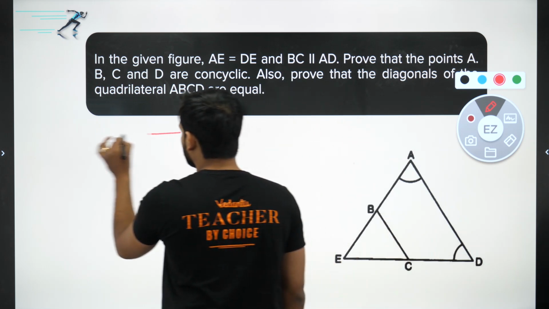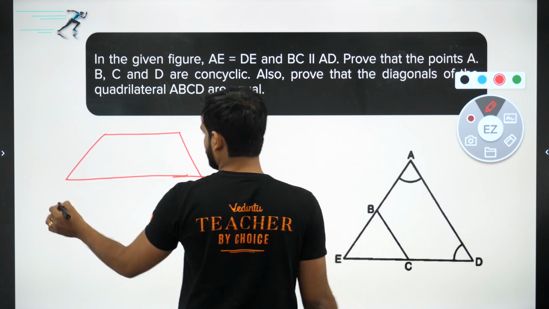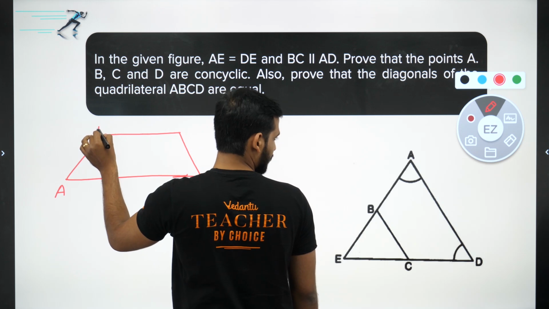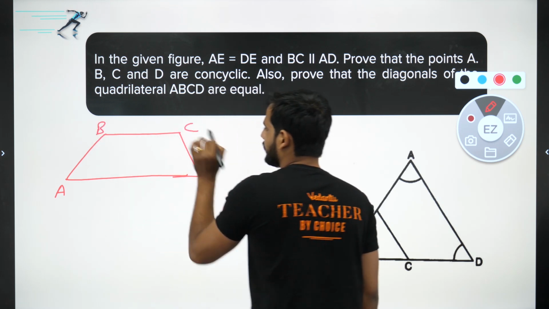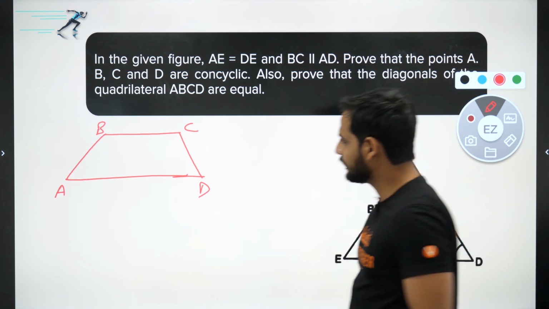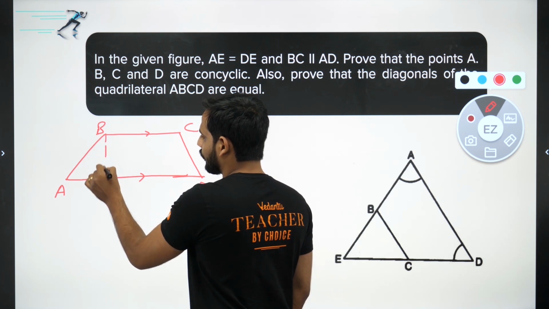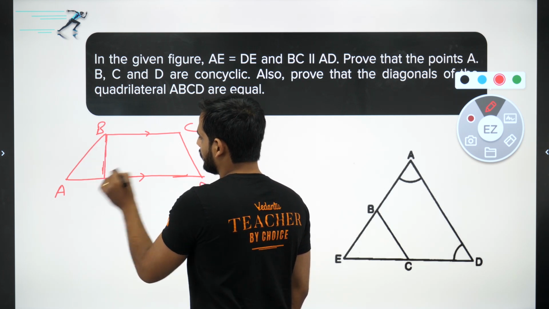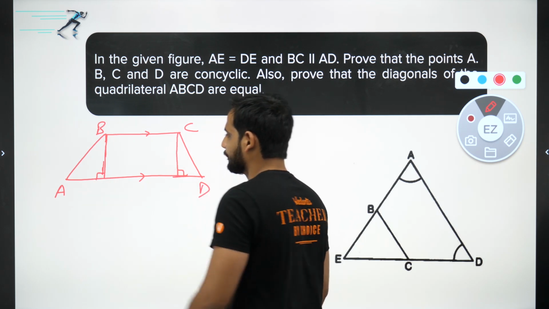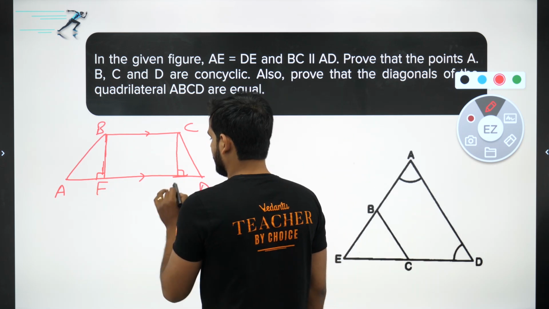Let us draw this trapezium here, which is AD and BC, where B is near to A and C is here. In this trapezium, these two are given parallel. So let us do one thing. From here, draw two altitudes, which will be 90 degrees, right? Now let us say these are points F and G.